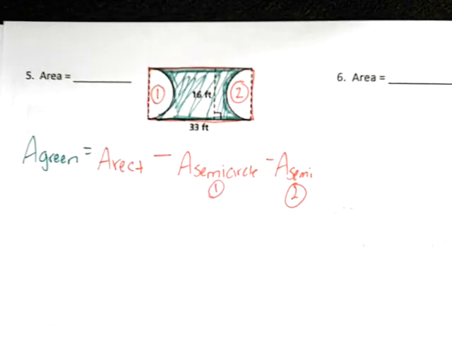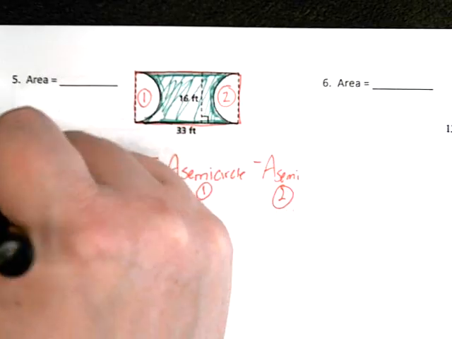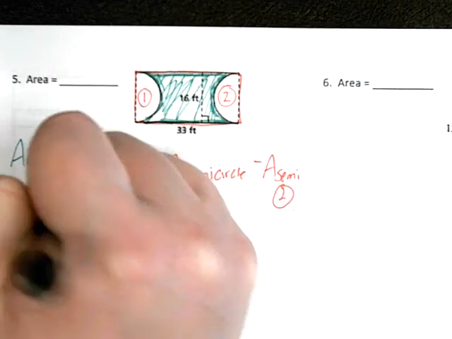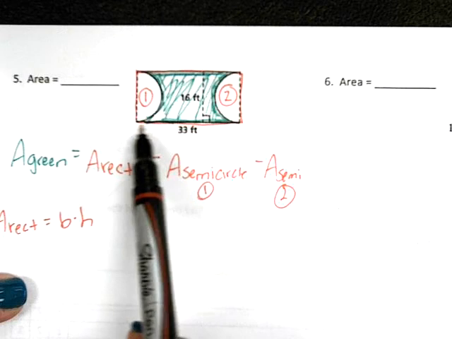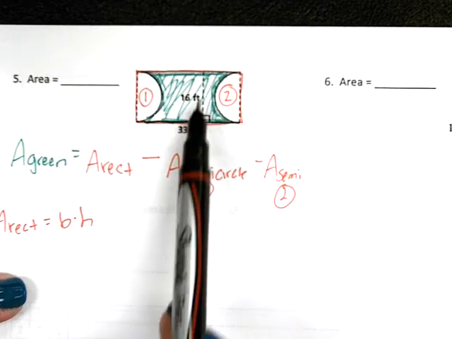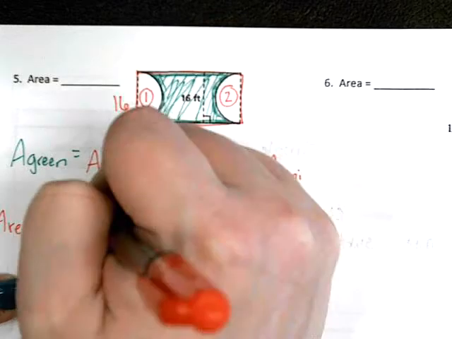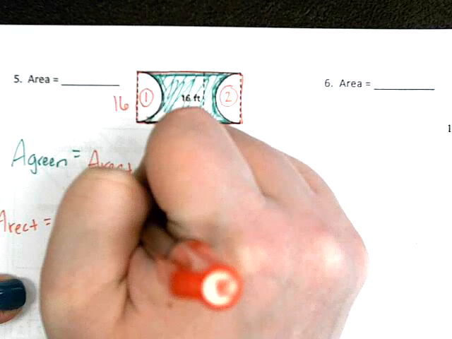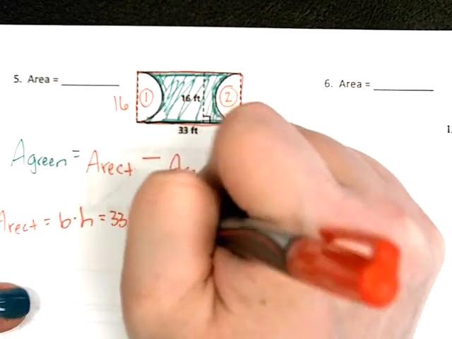So the rectangle's nice and easy, right? The area of a rectangle is equal to base times height. If we take a look at our rectangle, we know that this base right here is 33. And if we look on the inside, it was drawn for us that 16 is the height. So 33 times 16 gives us a total of 528.